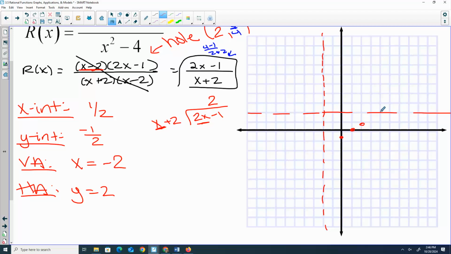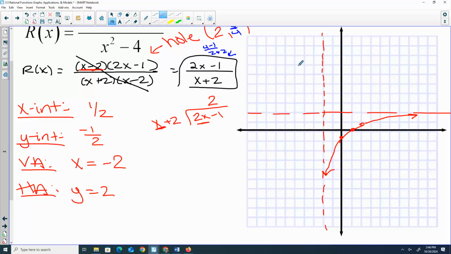Alright, we know there's 2 sections to the graph. One of them I can tell right now. This piece is going to come down. Make sure when you draw on that line you don't accidentally fill in the hole. That circle is open. I just need to figure out if this other one is above or below my horizontal asymptote.